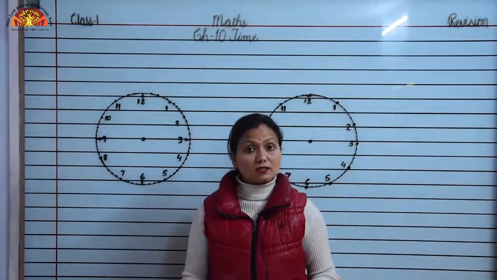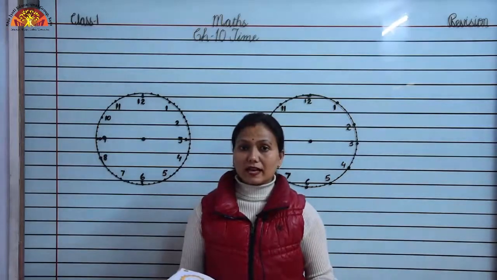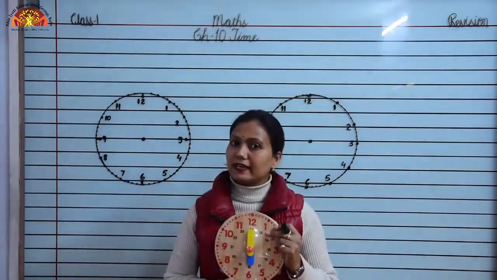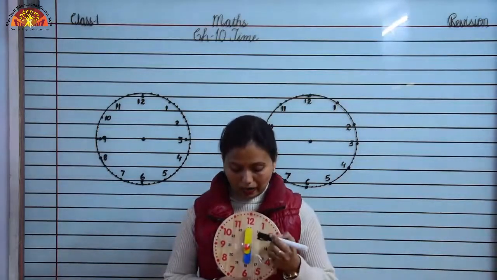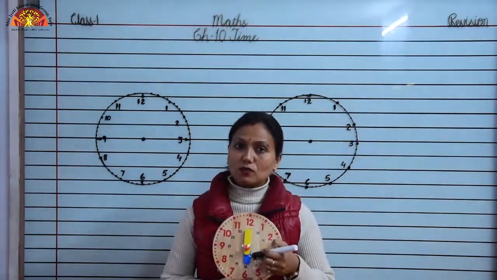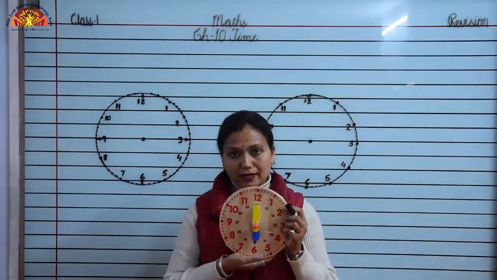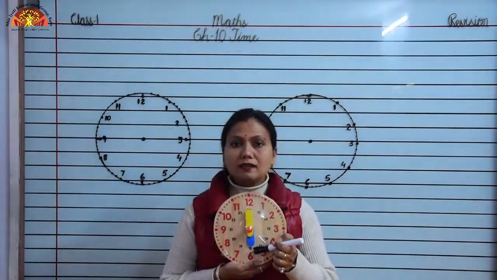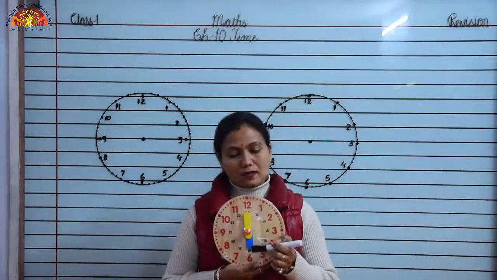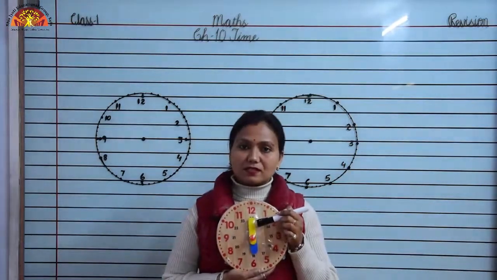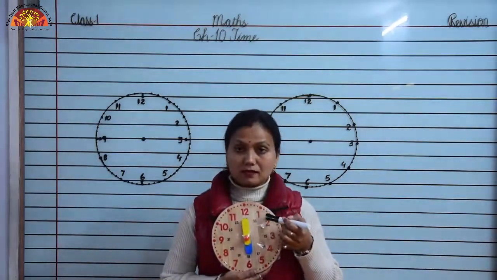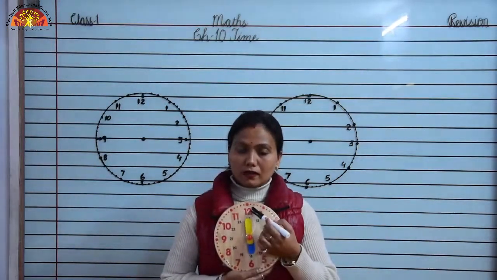Now, what is time? How we see time? You can see this is a clock. It has a face. A clock has two hands. One is short hand and other one is long hand. Short hand represents hours and long hand represents minutes. Okay, you can see here are some markings on the clock.